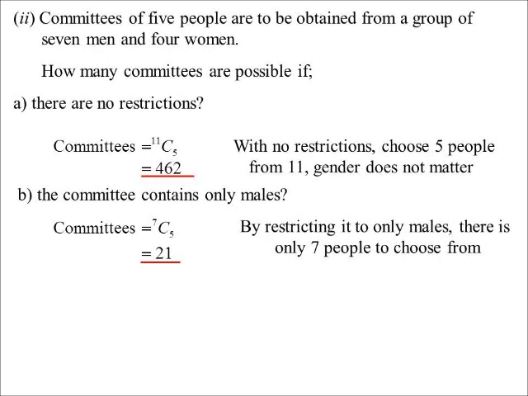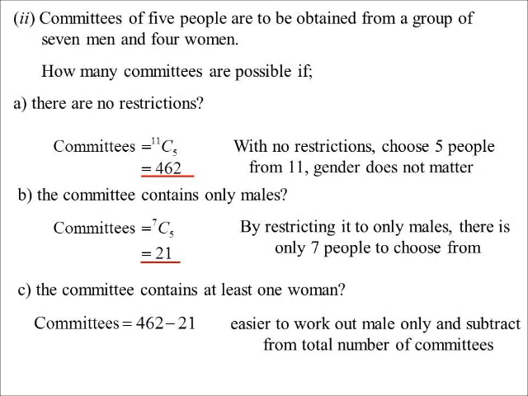But then we got enlightened. We said, no, we want the committee to contain at least one woman. We'll let one on to start off with and we'll see how we go. But here's where the complementary events idea comes in. If I said at least one woman, I've got to work out what happens if there's 1 on the committee, or 2, or 3, or 4 on the committee. Rather than doing that, we do the complementary event where we take away what we've already worked out, where there's none on the committee. So now we've got 441 possible committees.